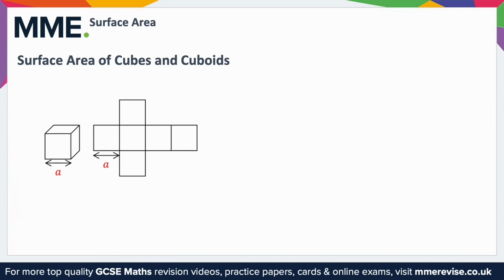You can see we've got 6 squares, 1, 2, 3, 4, 5, 6, and they all are of length and width A. So if we wanted to find the area of one of these sides, well, it's just a square that is A by A, so the area of one of those is A squared. But we have 6 of them, so we're going to times this by 6. So the surface area of a cube is just 6A squared, where A is the side length of the cube.